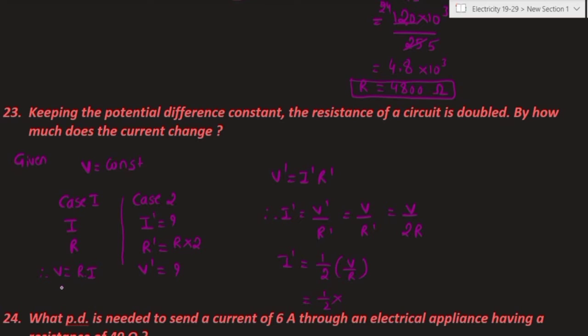From this equation, what is this? I is equal to V divided by R. Can I write this I as V by R? Therefore, I dash, the new current, is half of the original current. This is the change in the electric current. Let us move to the next question now.